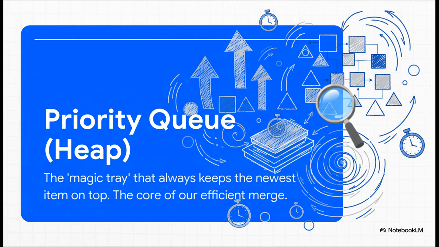Its entire job is to hold a collection of things, and no matter what you put in, it can tell you which one has the highest priority. For us, that's the newest timestamp, almost instantly.